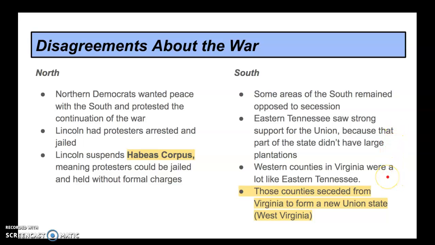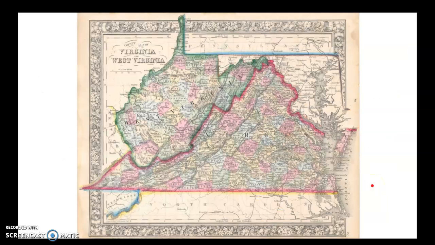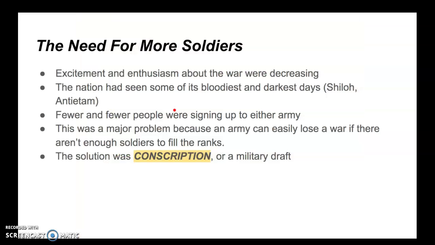Western counties in Virginia, the state of Virginia, were a lot like Eastern Tennessee. So those counties seceded from Virginia to form a new Union state. There you go. So this whole map, the green part and the red part, used to be Virginia. Virginia was noticeably larger than it is today. But these were counties, and you can figure out now if you look at this map why they call that state West Virginia. They decided that they did not agree with the policies that were coming out of Richmond, and they seceded from a seceding state, and they became West Virginia, and they were part of the Union. So it was a border state for us.